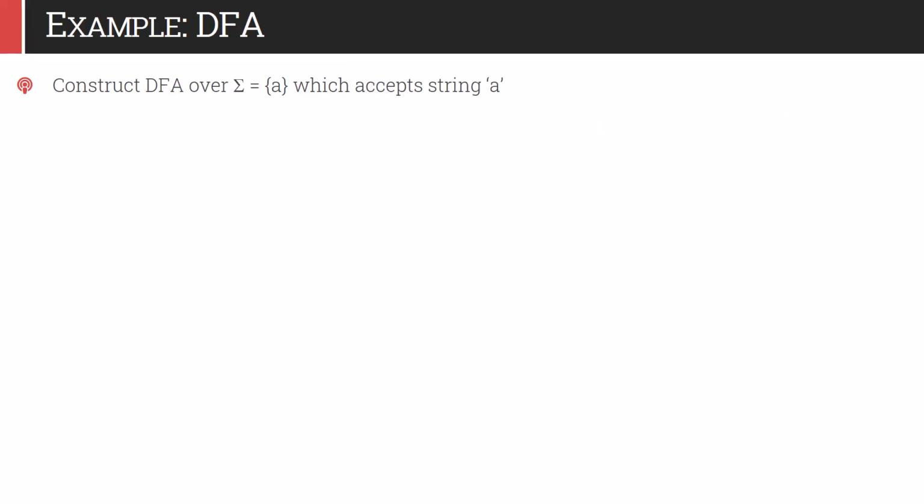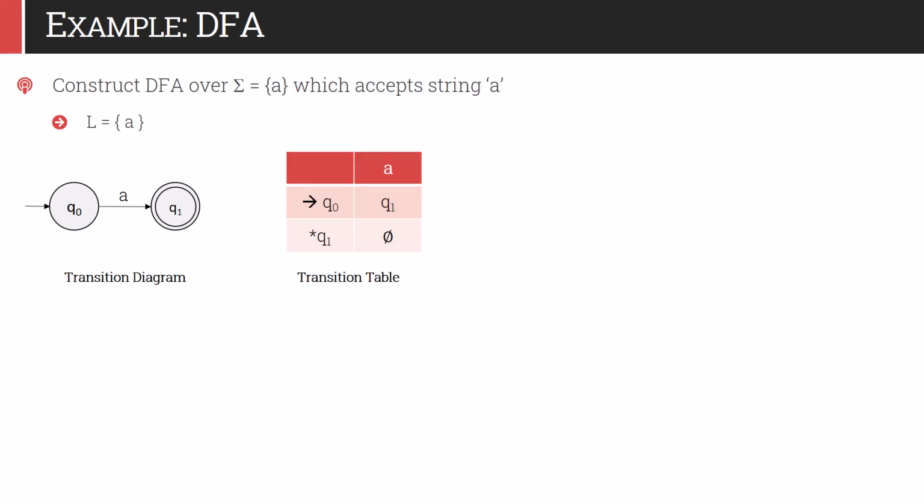Consider the language over alphabet set A, and that language accepts the string A. So the language has only one string, that is A, and for this language we have to design a deterministic finite automata. From state Q0, if we read letter A, then we move to the final state because A is a valid string. So when we read it from the initial state, it should be accepted. And no other string is part of the language, so we don't have to derive any other transition. So this is the transition diagram for the given language.